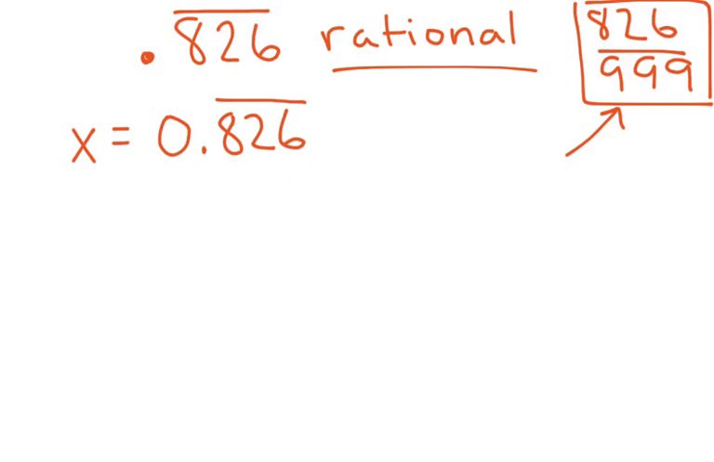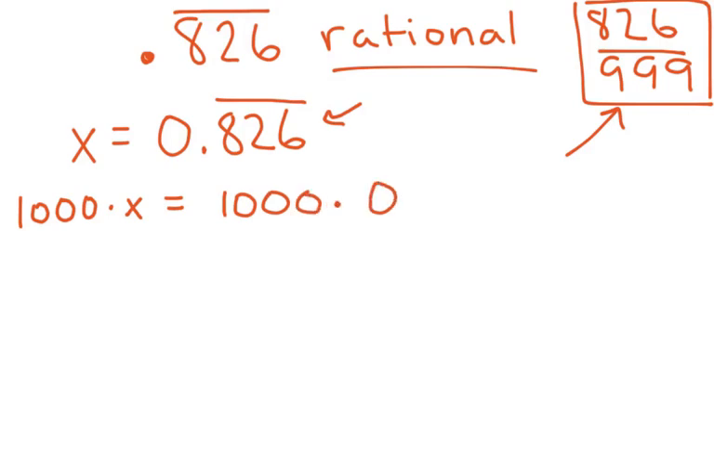Because I now want to work on this problem, I'm going to multiply each side of it. Remember, if I multiply both sides by the same number, they stay balanced, right? I'm going to multiply each side by 1,000 this time. Last time I did it by 100. This time I'm going to do it by 1,000 because I want to turn these 3 digits into a whole number. In order to do that, I've got to move the decimal place 3 times, which means I'm going to multiply by 1,000. So I end up doing 1,000 times x equals 1,000 times 0.826 repeated.